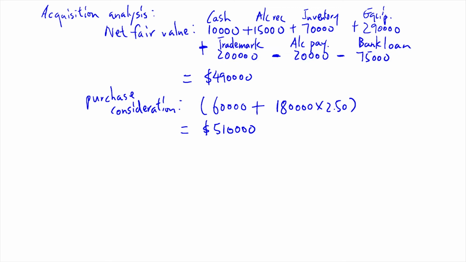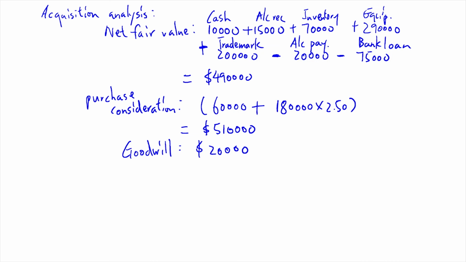Okay, now you need to compare the amount that you pay compared to the value that you get in return. So right now you are paying 510,000 and the net fair value that you acquire was 490,000. Because you pay higher than the fair value, as a result the difference would be goodwill. So for this one, we got 20,000 of goodwill. And all this information, you are going to use that in your journal.